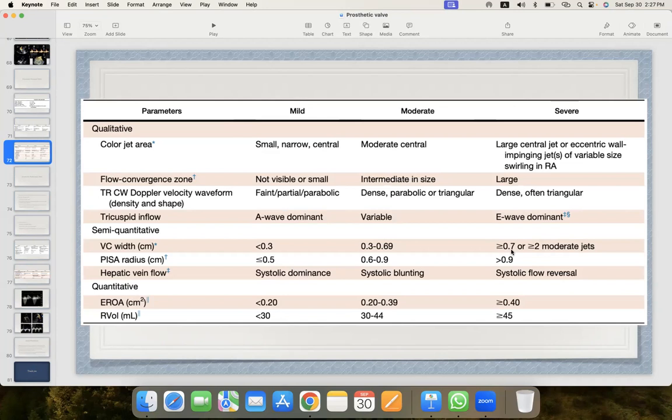TR. The other thing also, you will see the E velocity, all the things that we mentioned previously. There is some similarity to the mitral regurg. Here, maybe the other differences: the effective orifice area will be the same threshold as the mitral valve area, but for the regurgitant volume here, the threshold is 45. More than 45, we consider it as significant.